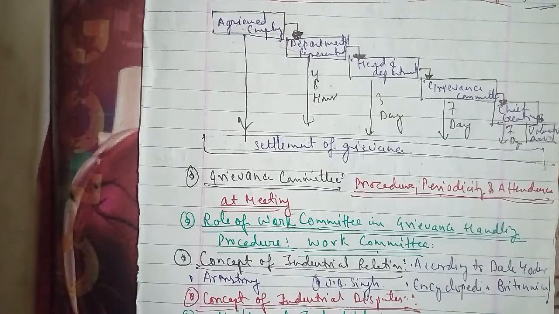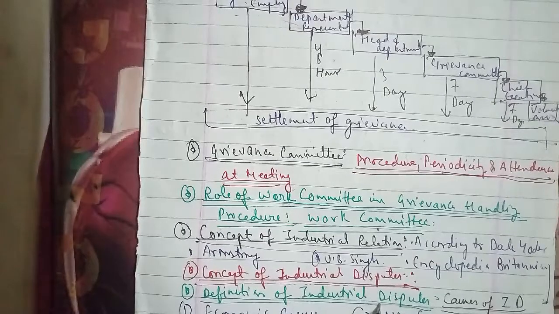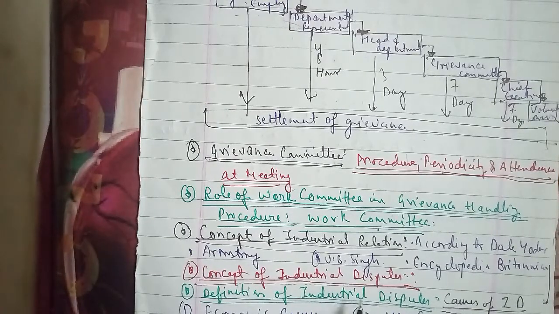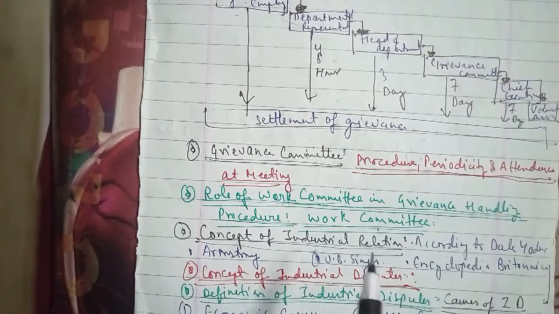We'll go ahead with the other question we have to talk about. In the same case, define industrial disputes, and what were the various causes of industrial disputes in India. We had discussed this, and it has been asked 8 times in the examination paper for 5 marks. So this is a very important question as well.